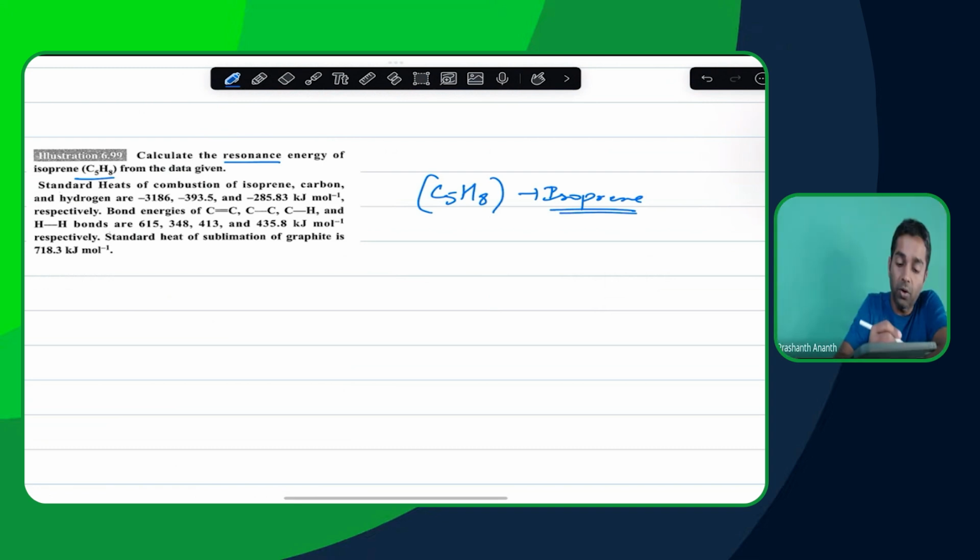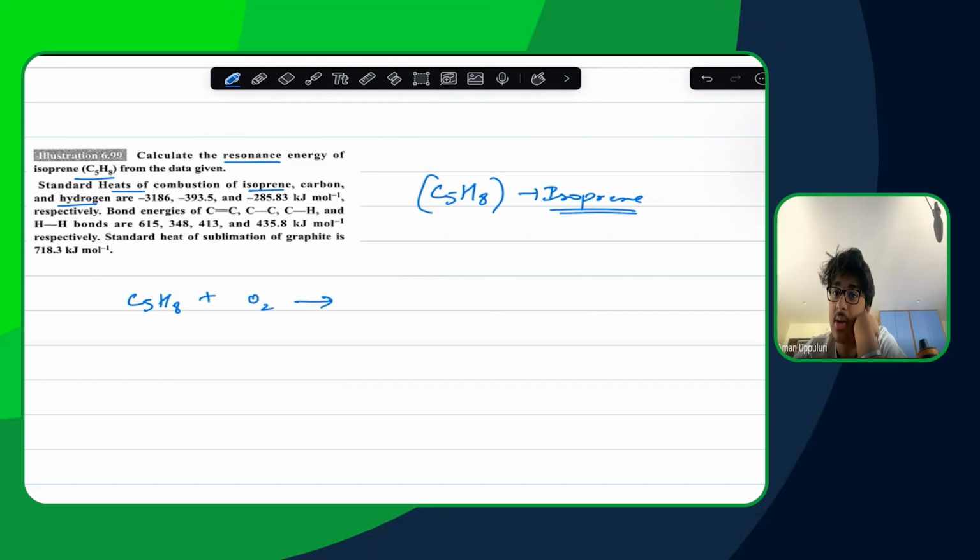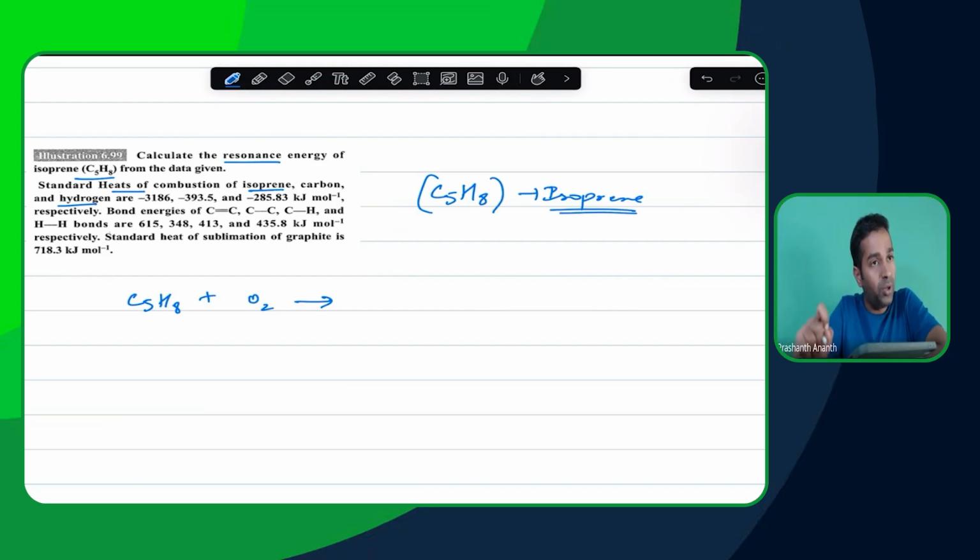Now, standard heats of combustion of isoprene, carbon and hydrogen are given here. So they're giving it to you as heats of combustion. So C5H8 plus O2. Whenever you're given data, what is your first job? Put them down. Balance. Put them down properly, in equation form.